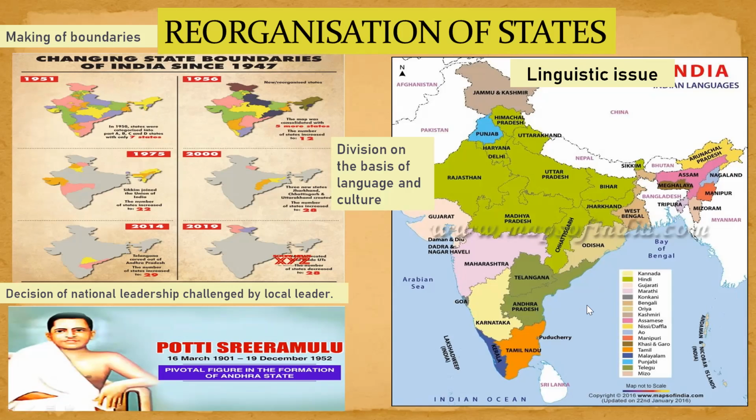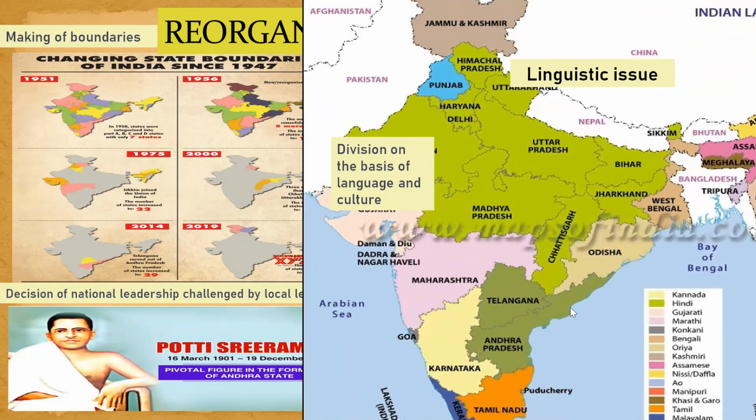So you can see this linguistic division that happened finally, that the states were divided on the basis of their language. You can see the list given here. Various states like Karnataka is Kannada, such a huge Hindi belt, you can see that, light green. This is all Hindi speaking belt. Then there's a little Gujarati, and a little Marathi here, and Konkani in the Goa portion. Then there's Bengali in Bengal, Odia in Orissa, and also Nisti and Dafla in Arunachal Pradesh. Assam has Assamese, and Ao is in Tripura.